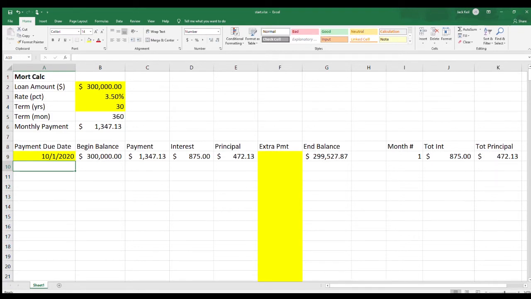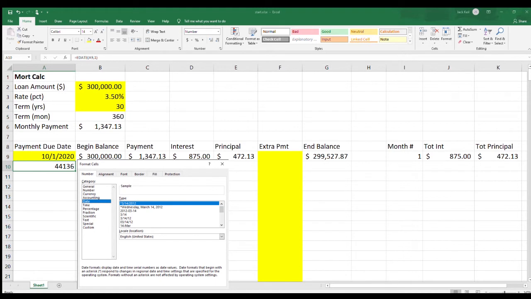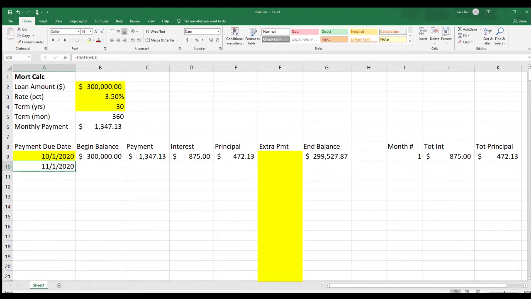For the next row, payment due date, we're going to use the EDATE function to say the next payment due date is the previous payment due date and go up 1 month. Now that is a very funny looking set of numbers. So I'm going to right click and say Format Cells and say Date and say OK. That's a more reasonable looking date. Our beginning balance is last month's ending balance.